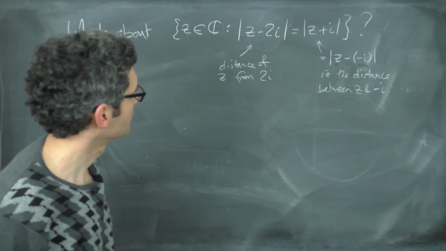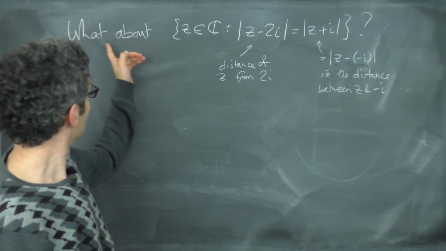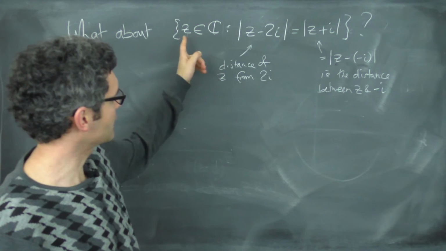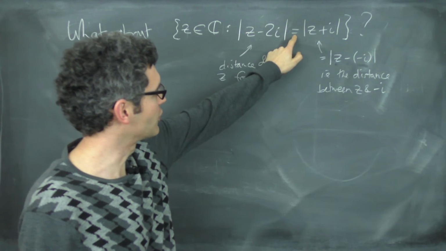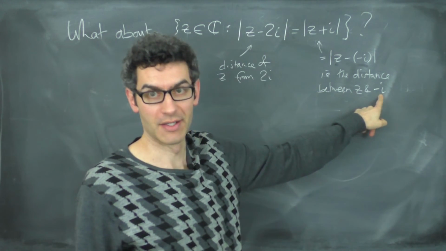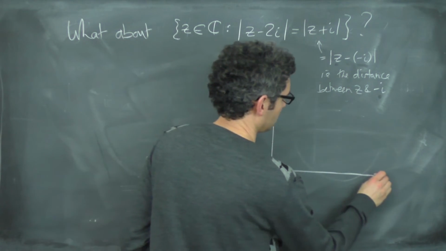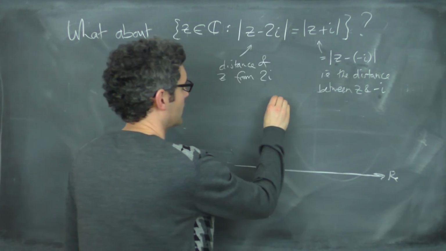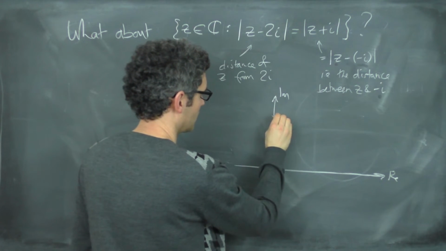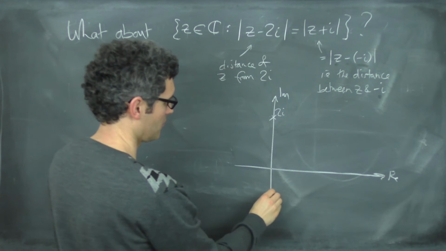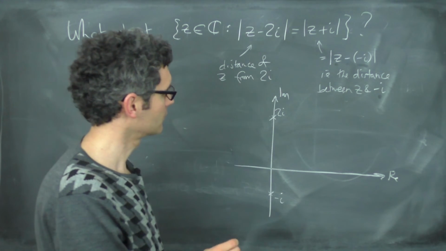Okay, so what do we have? Well, we're looking for the set of all complex numbers z whose distance from 2i is equal to the distance from minus i. Let's try and draw it. Here's the real axis, here's the imaginary axis. 2i is somewhere up here, minus i is somewhere here.